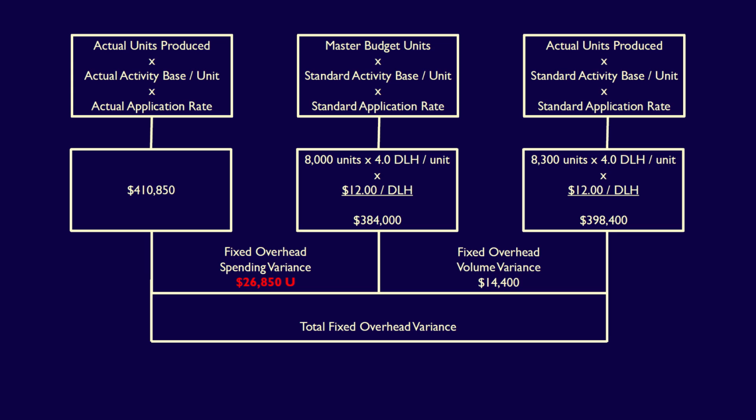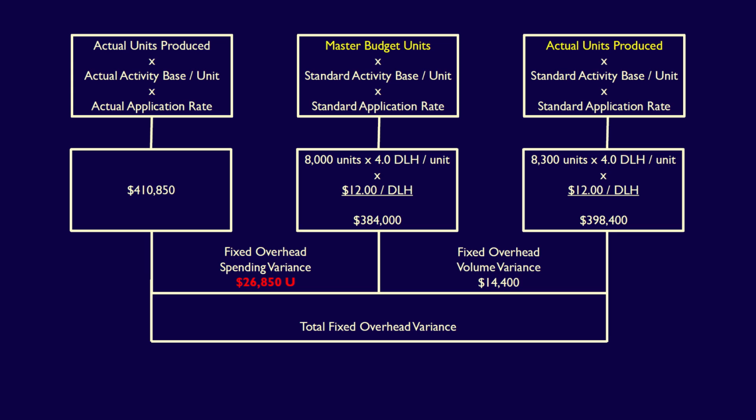Comparing $384,000 and $398,400, we can see that the difference is $14,400. This is the fixed overhead volume variance. So, is the volume variance favorable, meaning the company did a good job utilizing the fixed capacity at the factory, or is it unfavorable, meaning the company did not utilize the factory as well as the master budget indicated they should have?